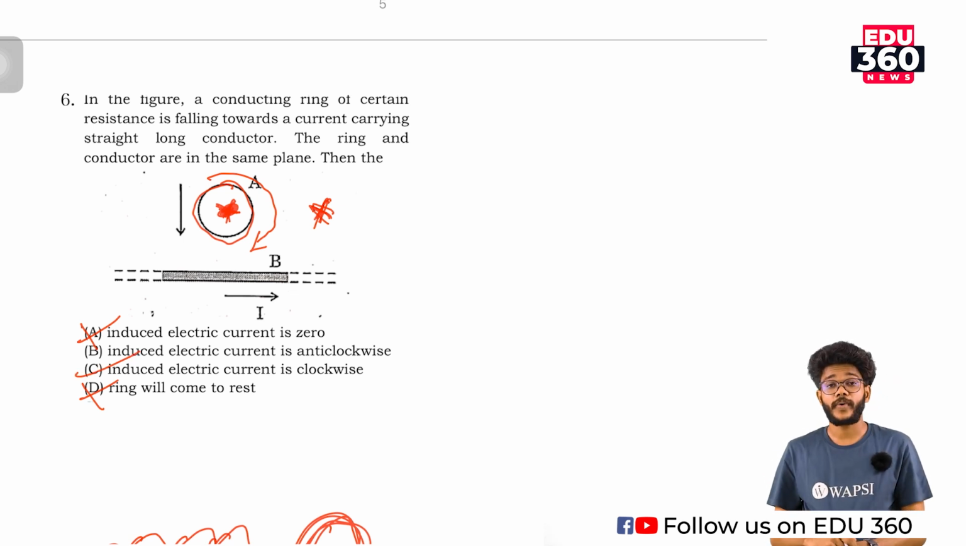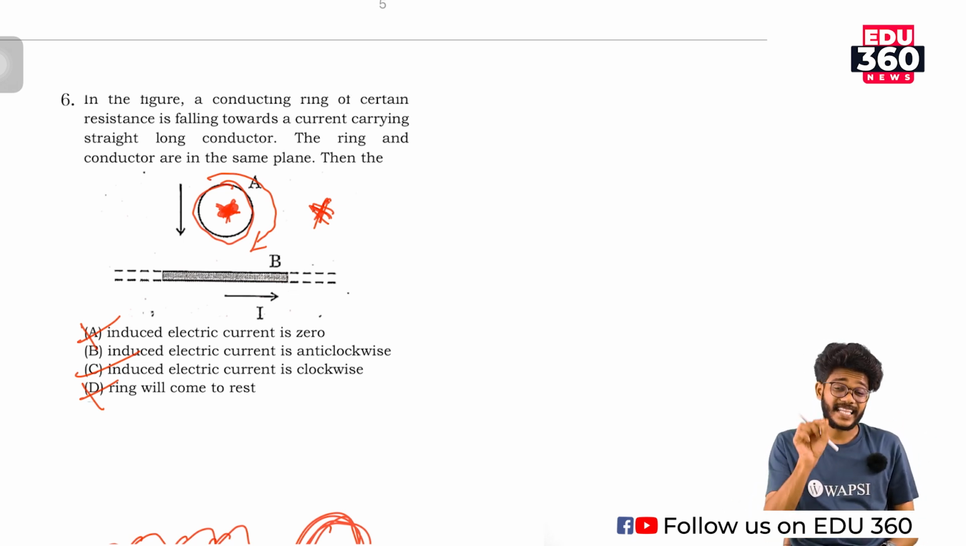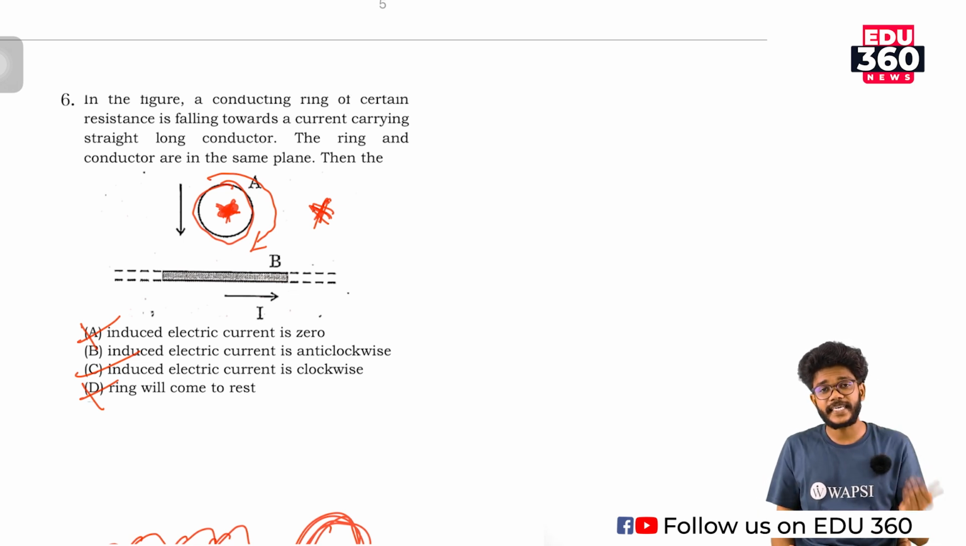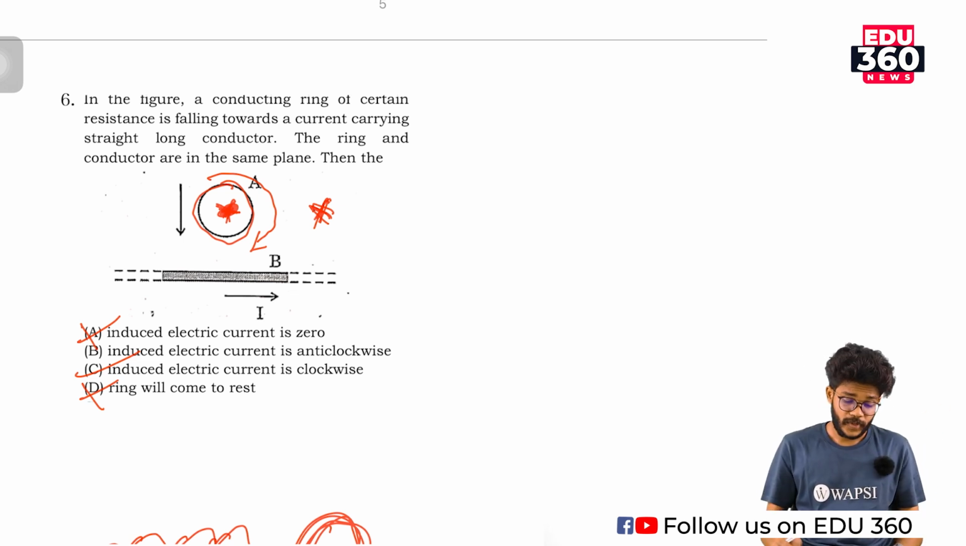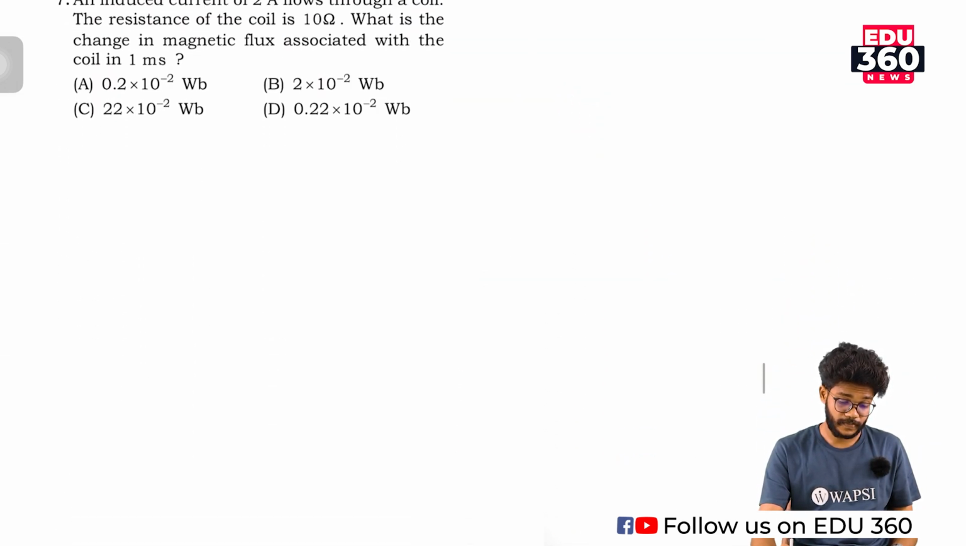Option C is clockwise. Okay, so why? What is the main reason that the direction is not to be anti-clockwise? The magnetic field induced in the ring is trying to oppose the real magnetic field. That is the main concept here. Every time the induced magnetic field tries to oppose the already existing magnetic field. That's how we can define the direction of the current by induction. Okay, so we can move to the 7th question.